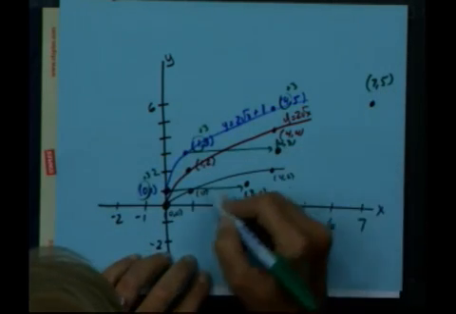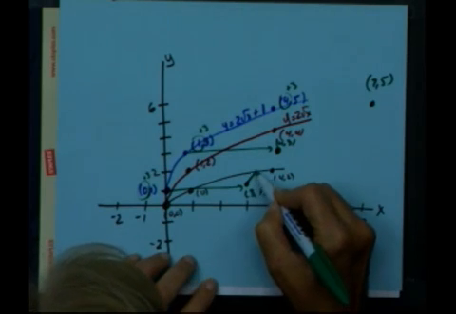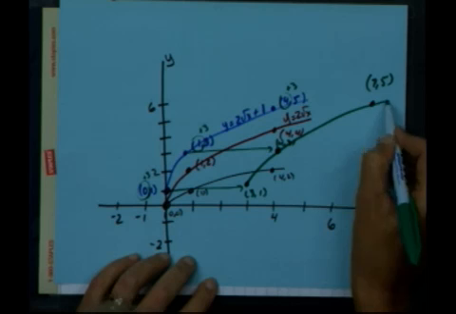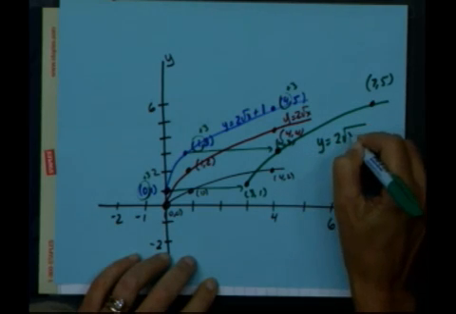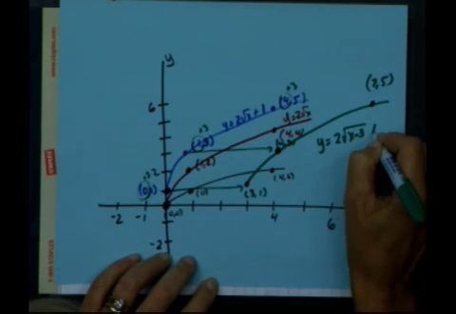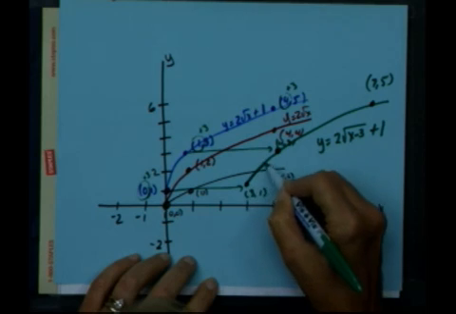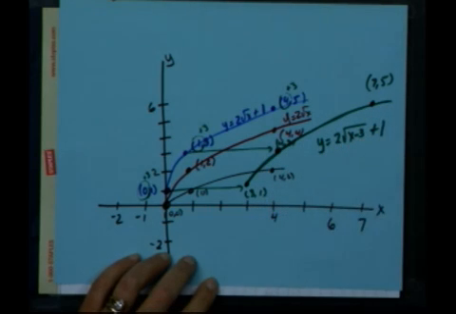4, 3, and 3, 1. And this is the graph of y equals 2 times the square root of x minus 3 plus 1. And I've kept up with my 3 key points. Wasn't that fun?